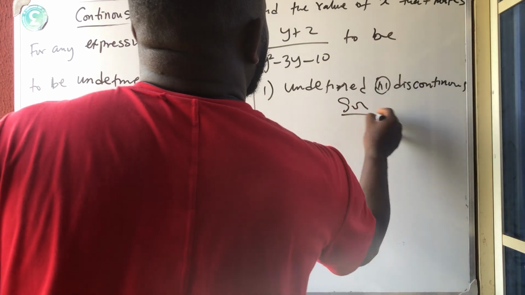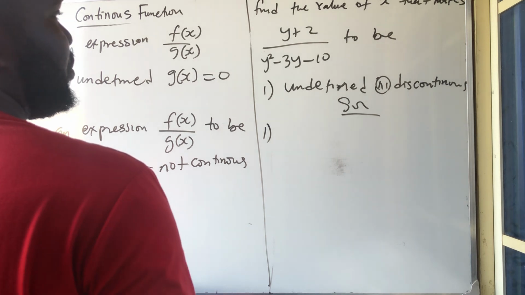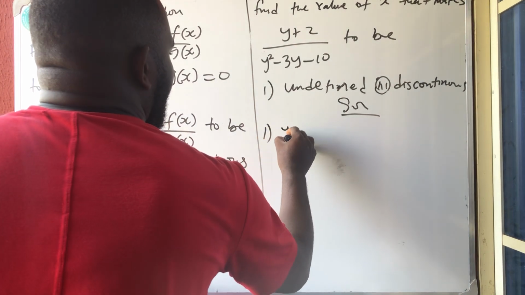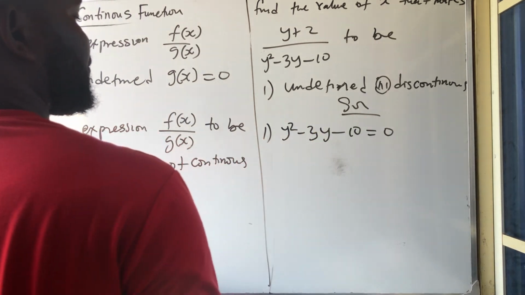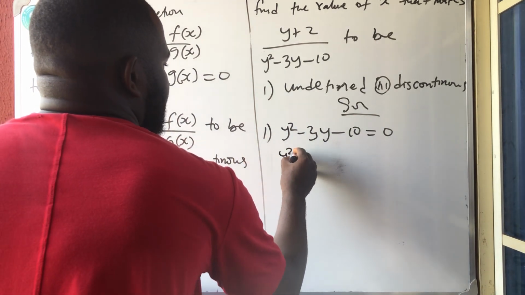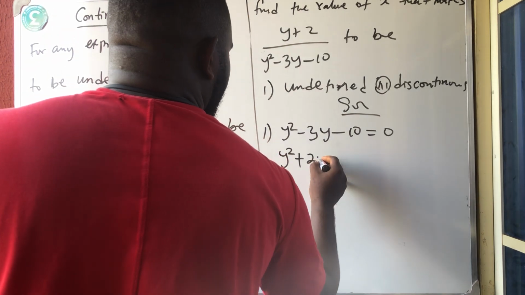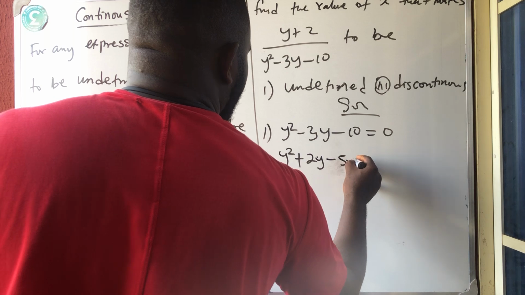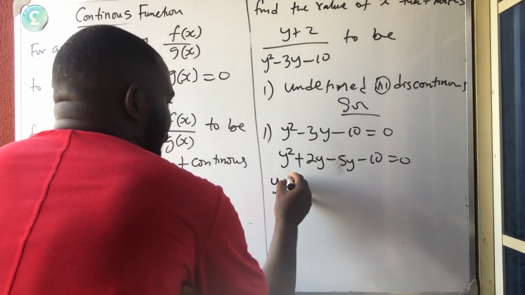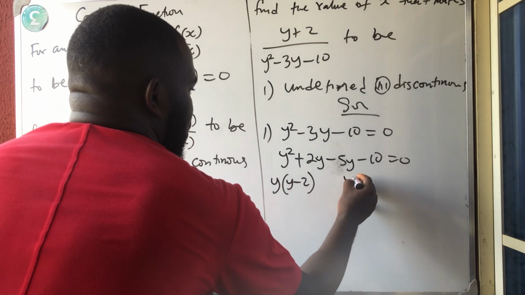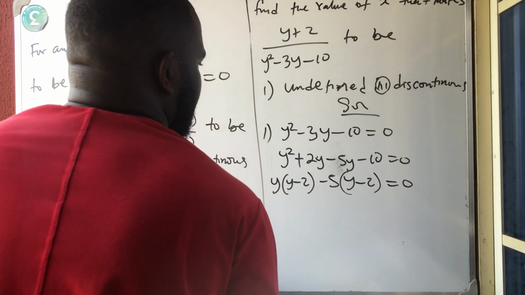Okay, solution. Now the first one is talking about undefined. For something to be undefined means that the denominator will be 0. So we say that y squared minus 3y minus 10 is equal to 0. So let us factorize. I'm going to have y squared minus 5y plus 2y minus 10 is equal to 0. This is a normal quadratic equation. So y bracket y minus 2 minus 5 is equal to 0. So what do we have?